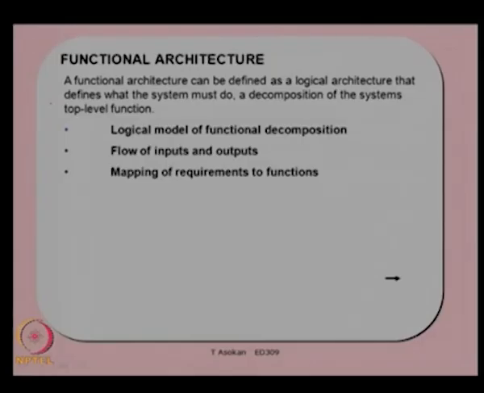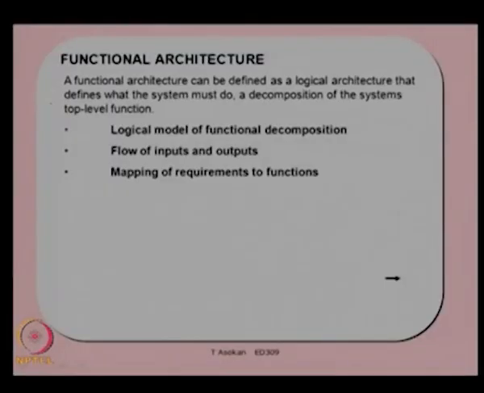So, you decompose the main function into small functions, and actually it tells you the flow of inputs and outputs. So, how the input is flowing through the functions and getting into the output, and then it can be used for mapping of requirements to functions. So, in the previous analysis we discussed the requirements of the system. So, once we have these requirements, we provide the functions, and then we can actually check whether these functions really meet the requirements of the system or not.